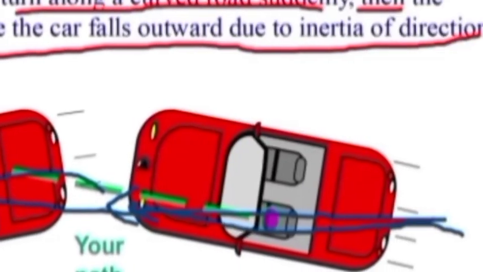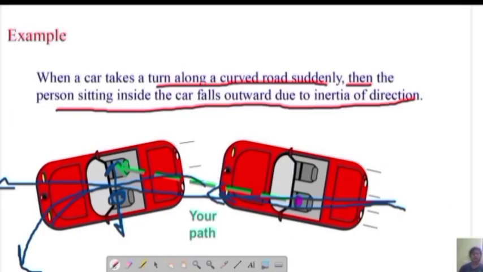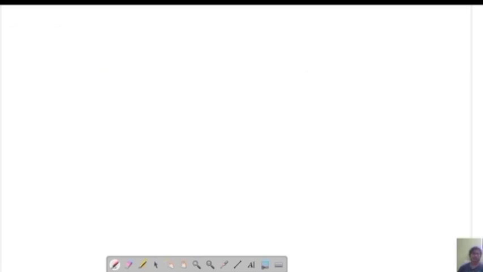Here, when the car starts moving towards the right, the person in it will be falling left. That is because of inertia of direction. Is it clear? This is about inertia, its types and some examples.